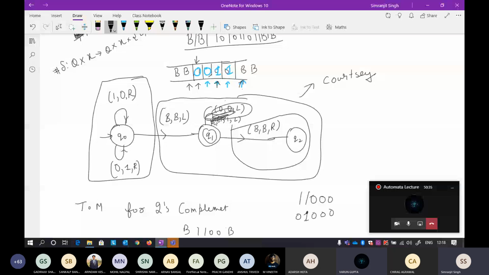It's just a common courtesy. When you converted it, your pointer will be at blank. So you can accept it here, but it's just a common courtesy to move the pointer towards the start of it. That is why I've conducted these extra steps.